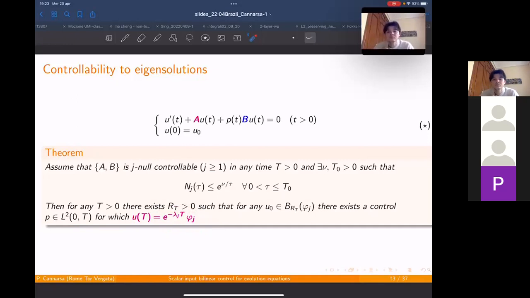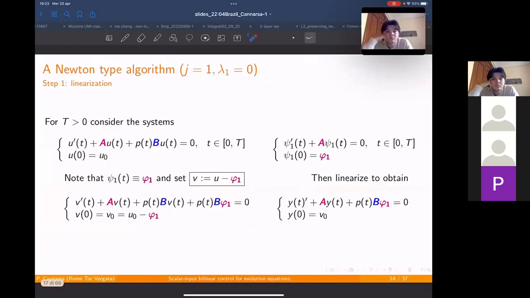Now, let me explain briefly the ideas that lead to such a result before going to extensions and related results. The idea is based on a sort of Newton type algorithm. Let's assume that J is equal to 1 and lambda 1 is equal to 0, just to simplify the notation. So here I take the solution of the uncontrolled system with phi 1. And since lambda 1 is assumed to be 0, the solution is constant for all times.